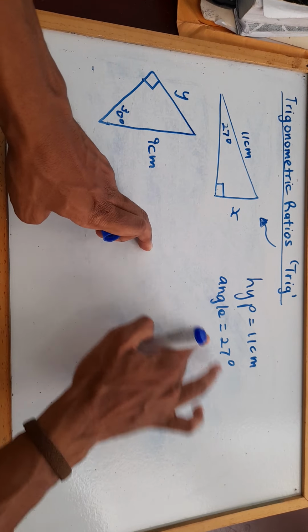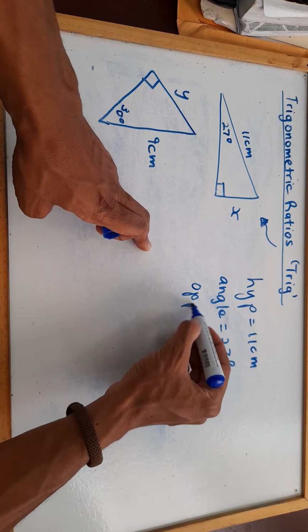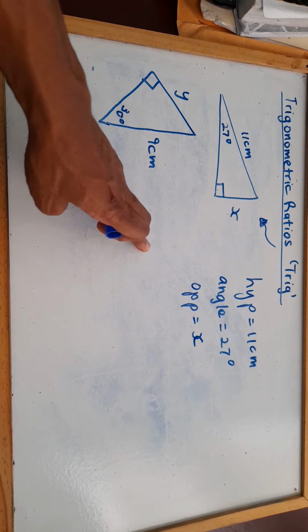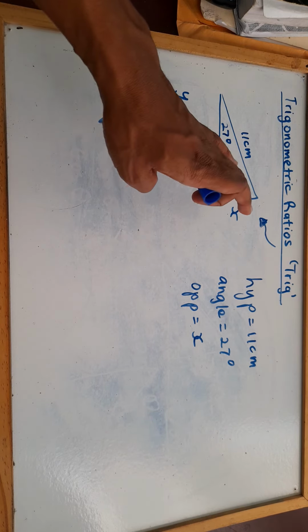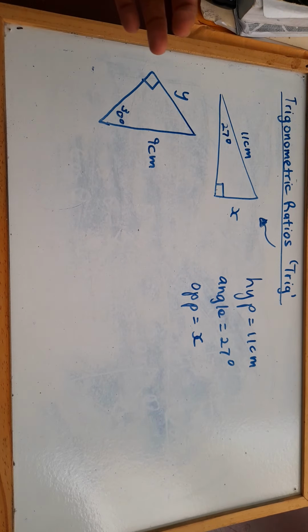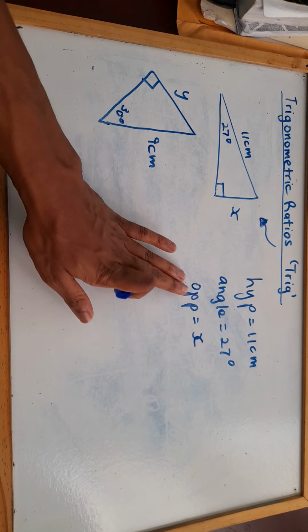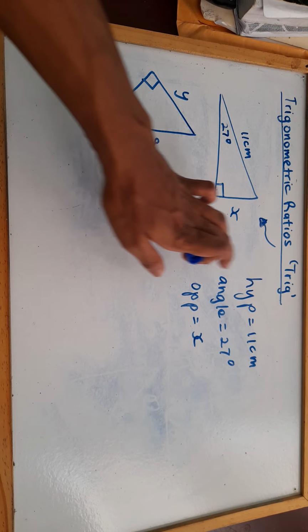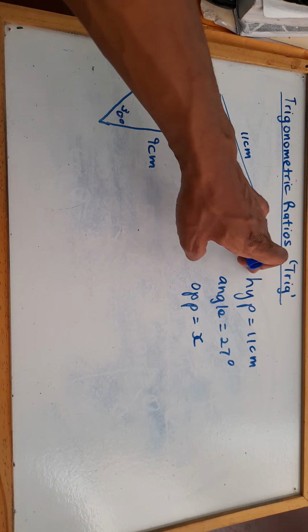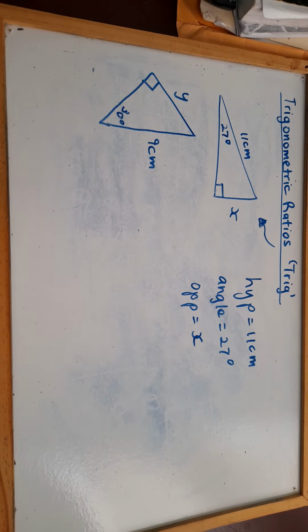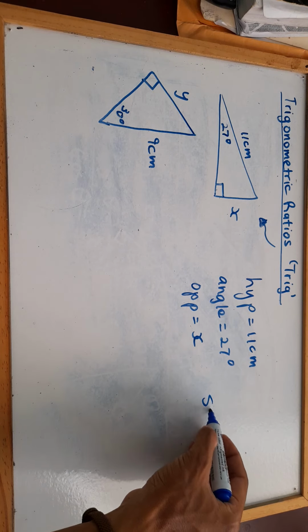Let me write it. We write down what is given. After we do that, we need to determine which one of the ratios we're going to use to solve this triangle: sine, cos, or tan. That depends on what is given, on the sides given. Now we see this opposite here and the hypotenuse here, so we know we have to use sine.